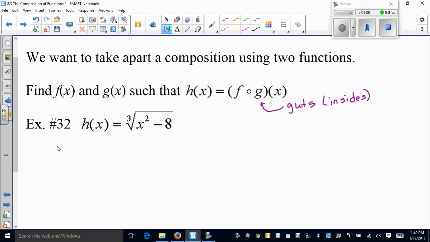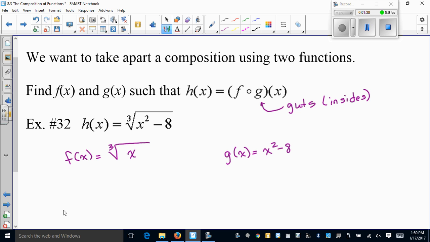And sometimes it may be easier to identify g of x. So I can look at this going, well, g of x is equal to x squared minus 8, then f of x would have to be the cube root of x. Whatever you take out, you replace it with x, opposite of what we've done before.